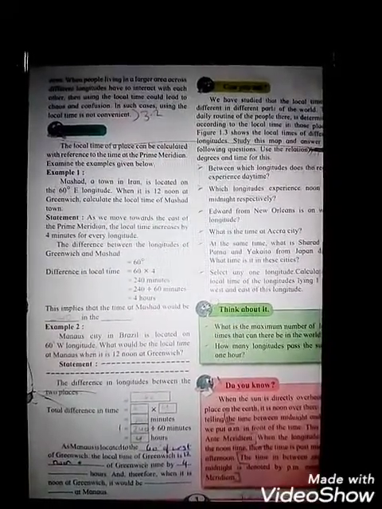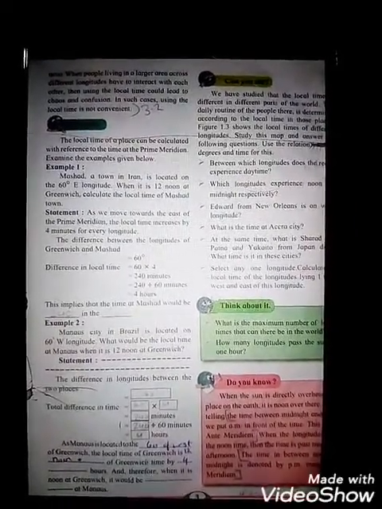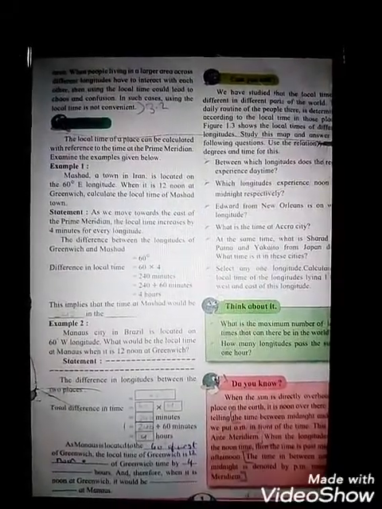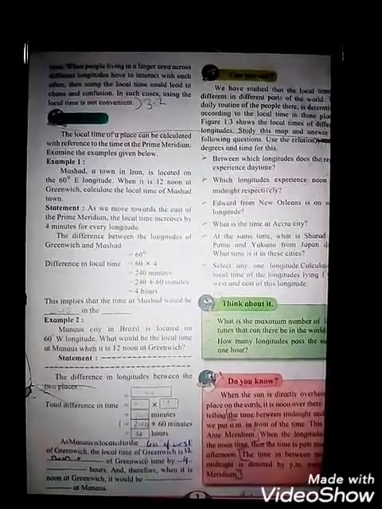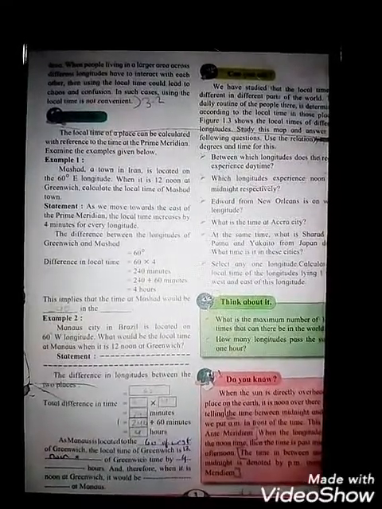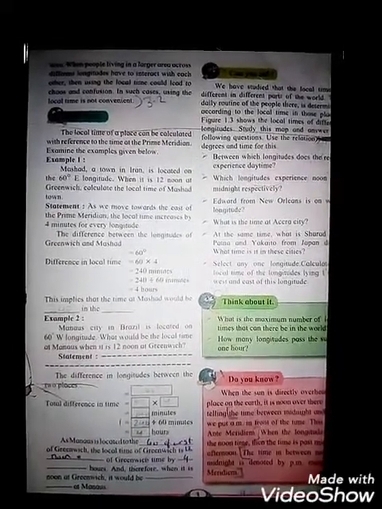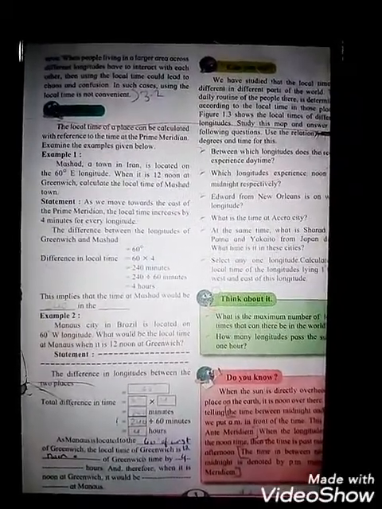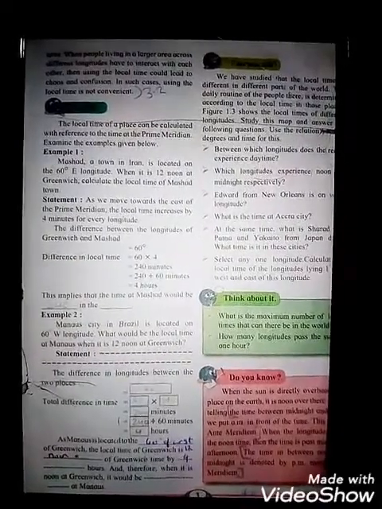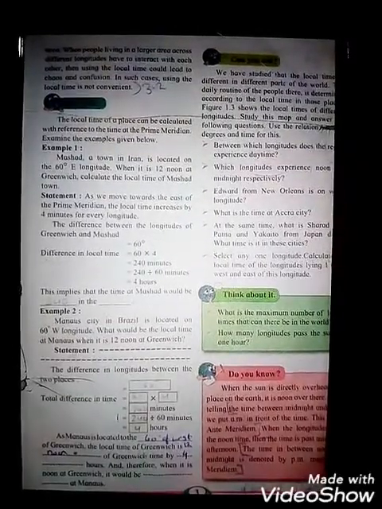See students, in the east, for every 1 degree of longitude the time increases by 4 minutes, and in the west it decreases. Remember that as we move east of the prime meridian, the local time increases by 4 minutes for every degree of longitude. If it is east, it is increasing, and on the west side it is decreasing. The difference between the longitude of Greenwich and Mashhad is 60 degrees.